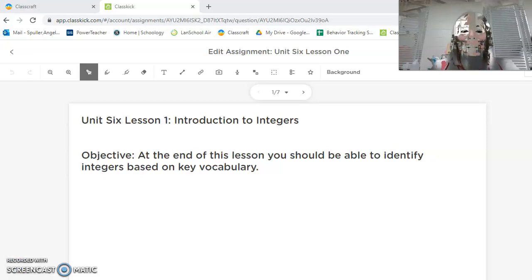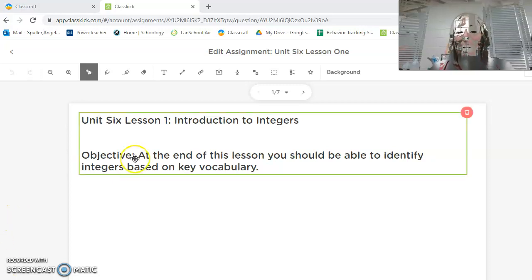Hi, this is Mrs. Oakley, and today we're going to be looking at Unit 6, Lesson 1, Introduction to Integers. Your objective for this lesson is that you should be able to identify integers based on key vocabulary.